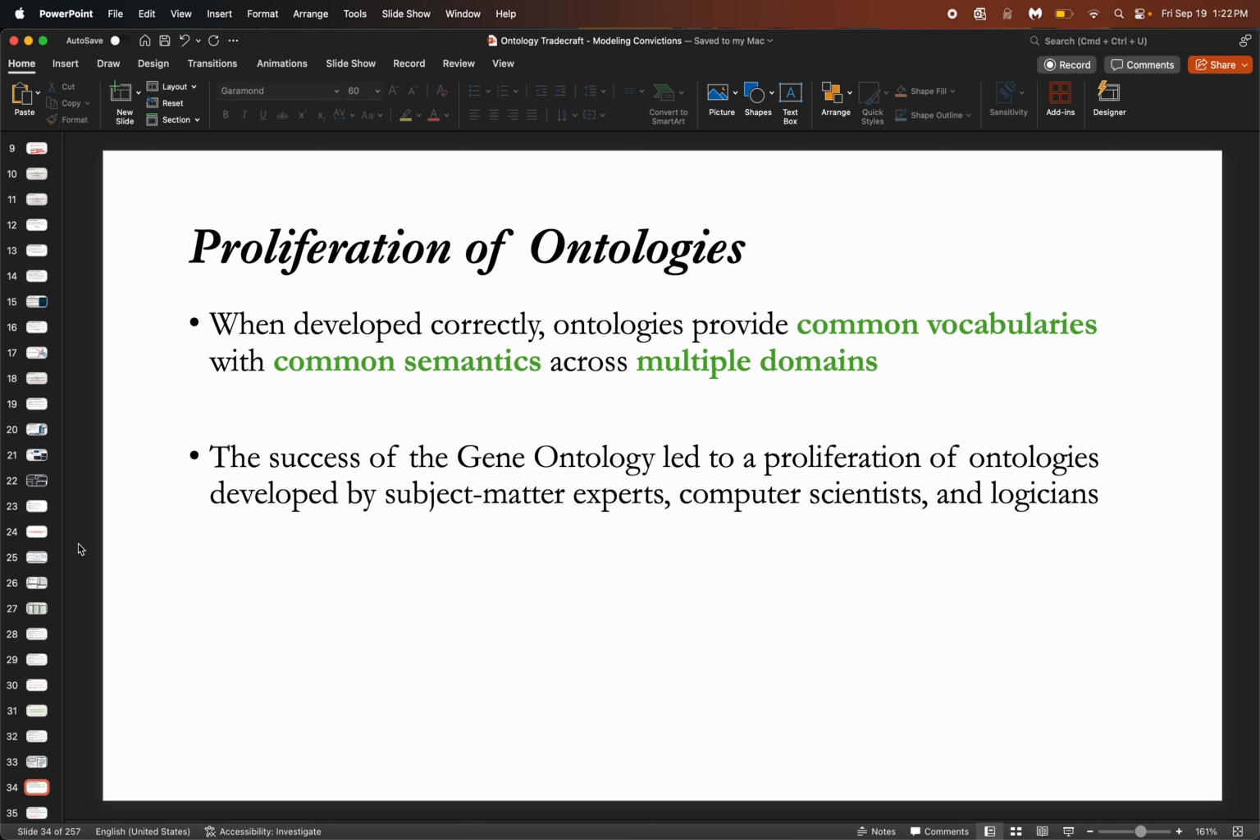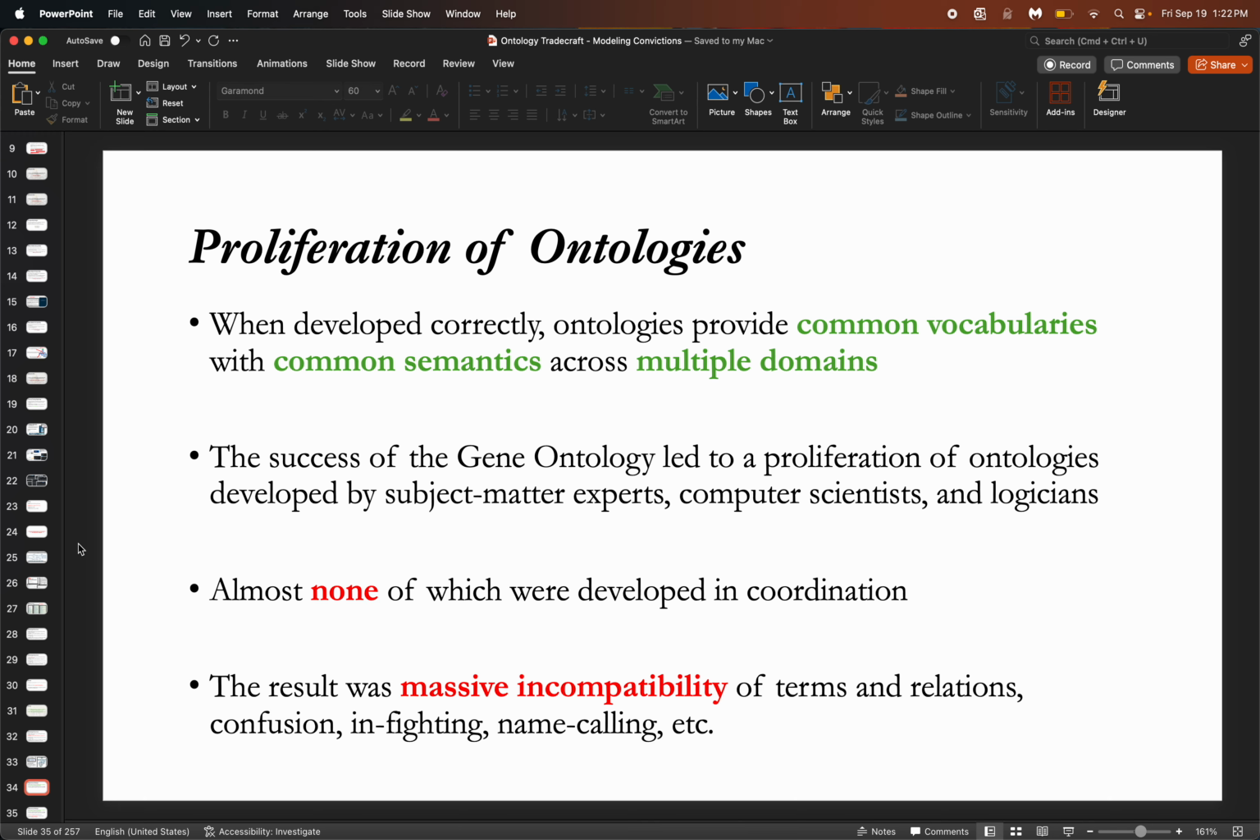So the gene ontology led to so many ontologies being developed. And while it's great that we have, at least within domains, common vocabularies with semantics, across multiple domains a lot of the work was done independently from one another. A lot of ontologies were produced by SMEs, subject matter experts, computer scientists, logicians. They weren't really coordinating around a common standard. And so none of these, for the most part, were developed in coordination. There was a lot of incompatibility of terms and relations.